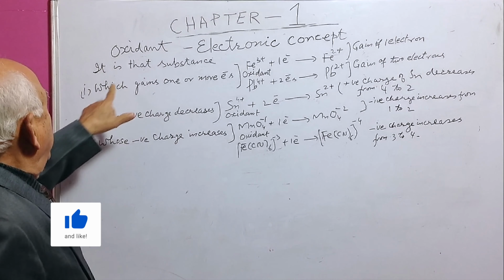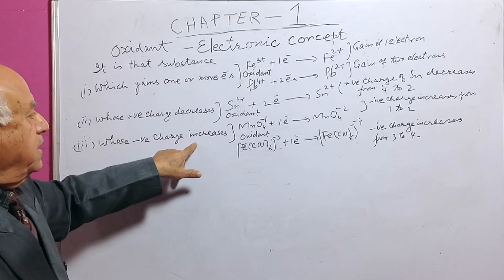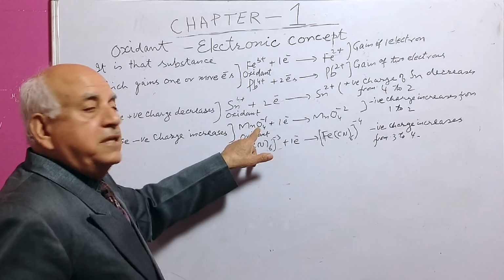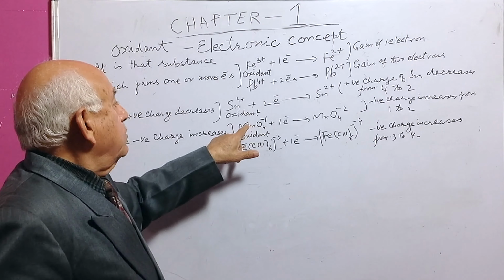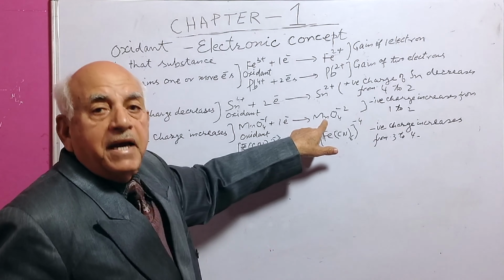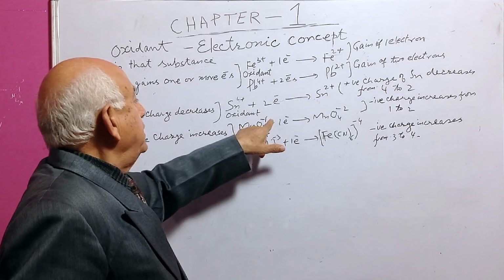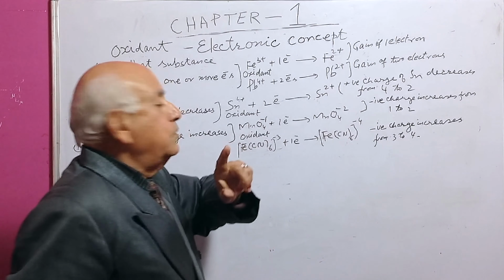Similarly, an oxidant is a substance whose negative charge increases. Here, this is a permanganate ion. It is an oxidant. It has gained 1 electron and we get manganate ion. We see that here the negative charge has increased from 1 to 2.